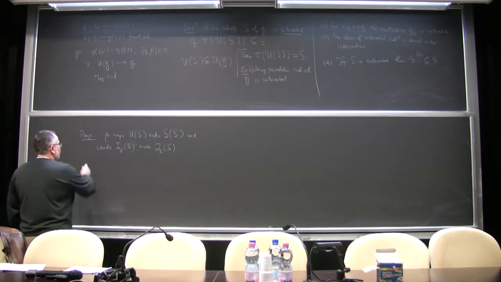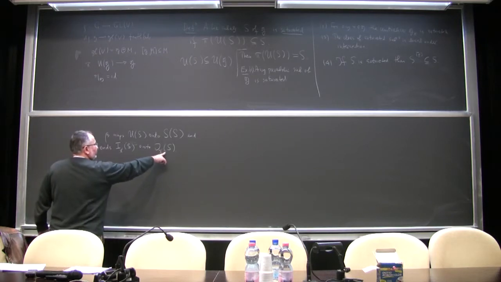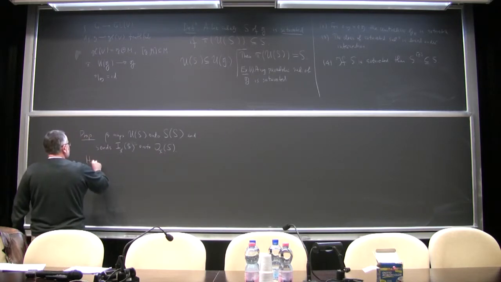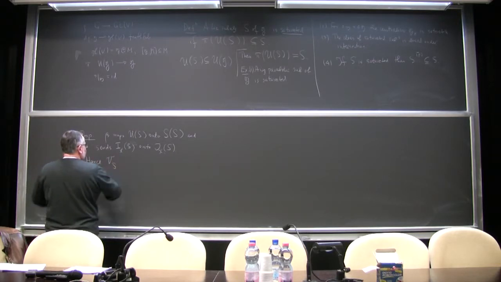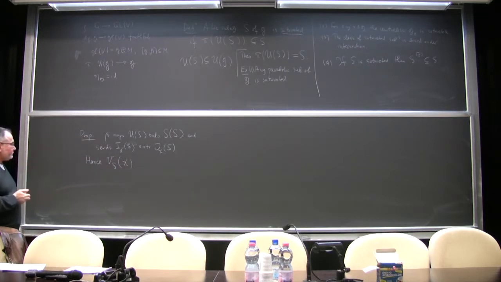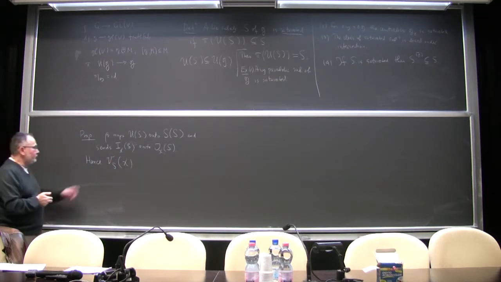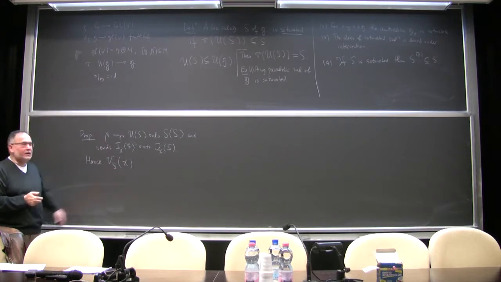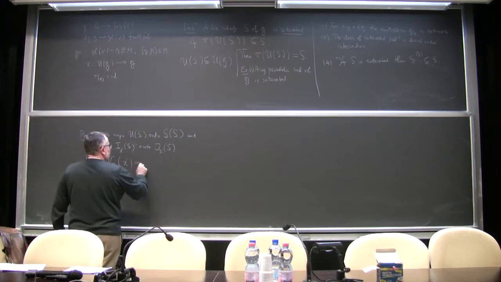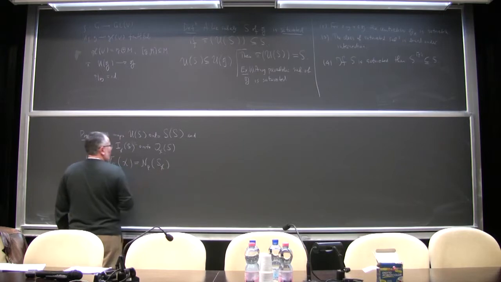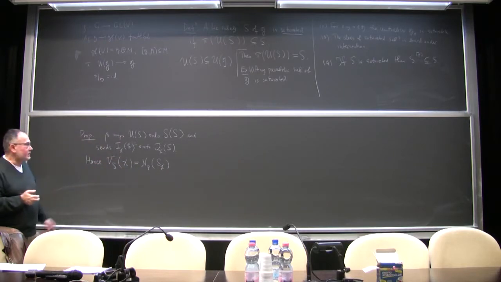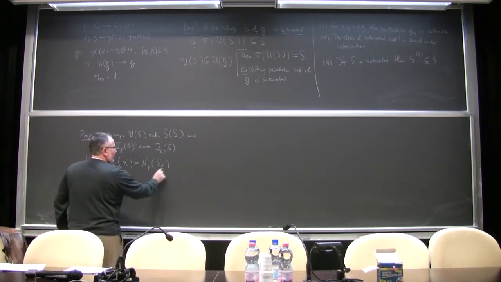So because we know what the support variety of this is, we obtain that the variety of U_chi(s) modules, for a p-character chi, is equal to N_p(s)_chi, S_chi being the stabilizer of chi.